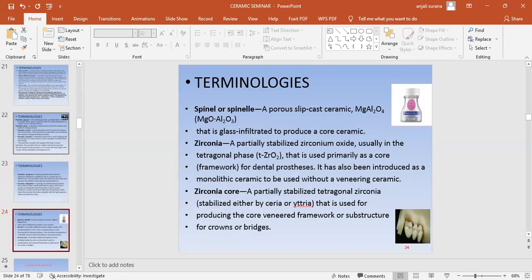Then we have spinel, a porous slip cast ceramic that is composed of magnesium and aluminate, that is glass infiltrated to produce a core ceramic. Then comes zirconia, a partially stabilized zirconium oxide, usually in the tetragonal phase, that is used primarily as a core for dental processes. It has been introduced as a monolithic ceramic to be used without a veneering ceramic. Now we have zirconia core, a partially stabilized tetragonal zirconia that is used for producing the core, veneered framework or substructure for crowns or bridges.